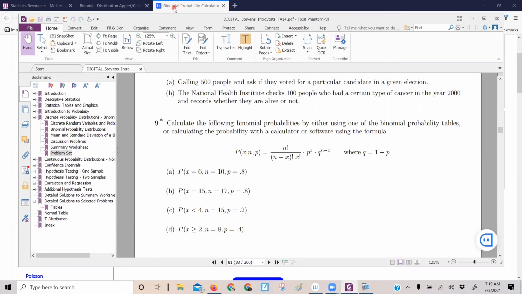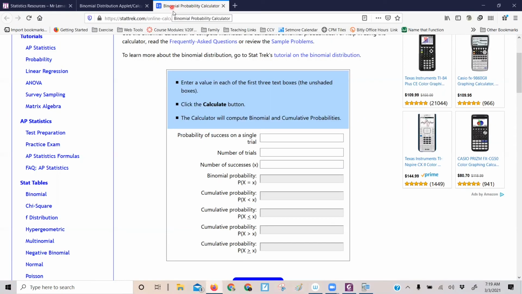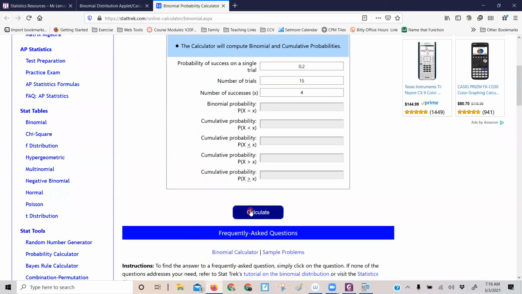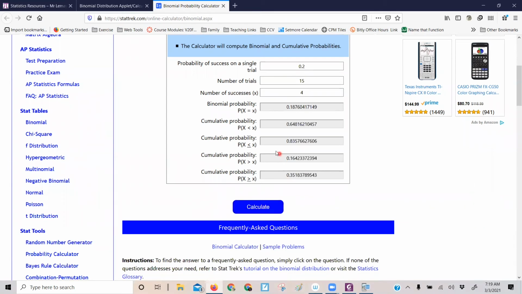So with the other calculator, I have to get creative with that. With this one, I can just type in, let's see, probability of success is 0.2, number of trials is 15, and I'm going to put in the 4 because I want to know less than 4. Then on this one, you're going to be careful because you got to click calculate. But then look at this. See how this one includes 4.